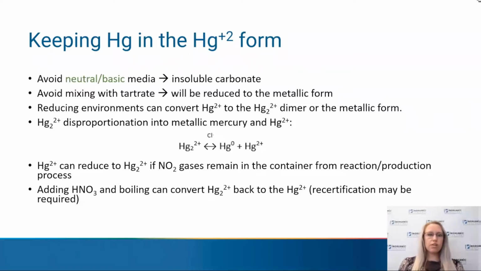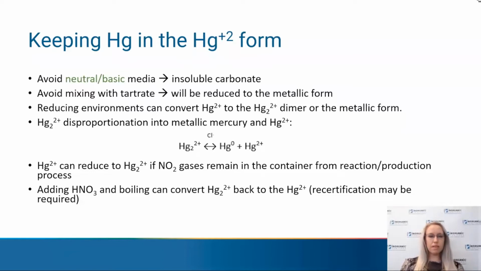Another thing to watch out for is that reducing environments can convert the mercury 2+ ion to the dimer, which is Hg2 2+, or all the way down to the metallic form. The issue with having the dimer in your solution is that the dimer will disproportionate in the presence of chloride or some other ligand into metallic mercury and the mercury 2+ ion. Again, metallic mercury is volatile and is going to cause issues with either loss of mercury over time or issues when analyzing your standard on the ICP.